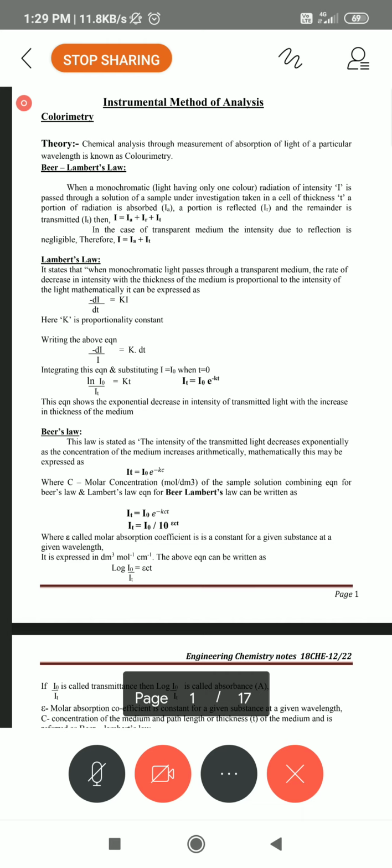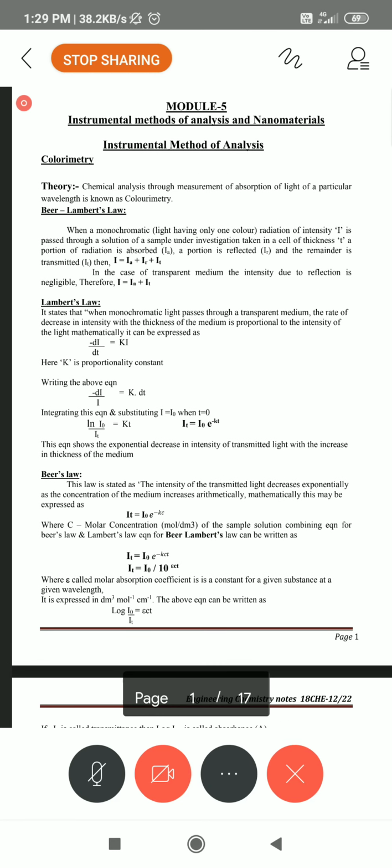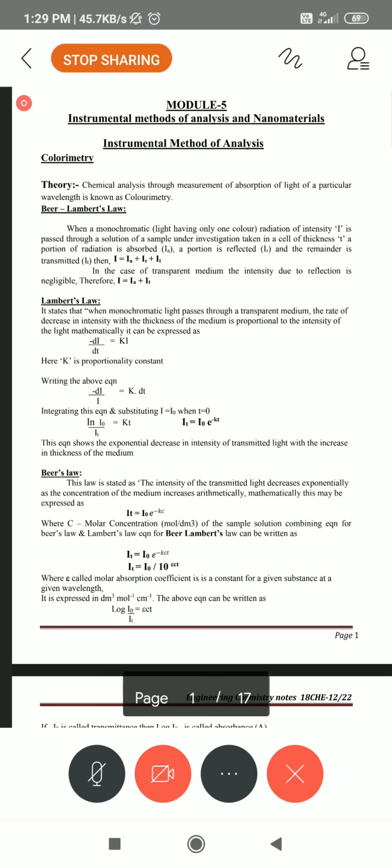A means absorbance, T means thickness. So first, the law we are going to satisfy is Lambert's law. According to this law, the intensity of monochromatic light or emitted light decreases exponentially as the thickness of the absorbing medium increases arithmetically. So this is one statement.